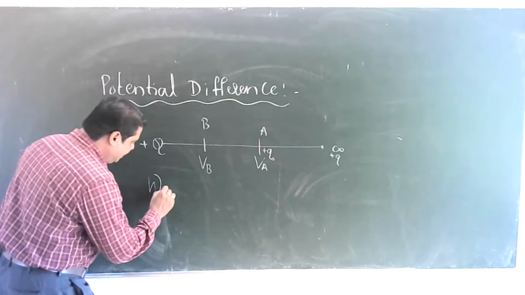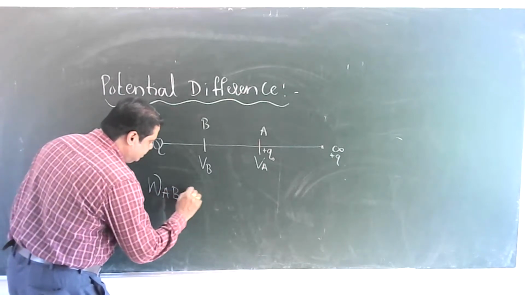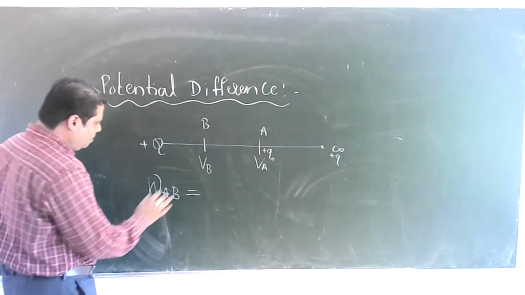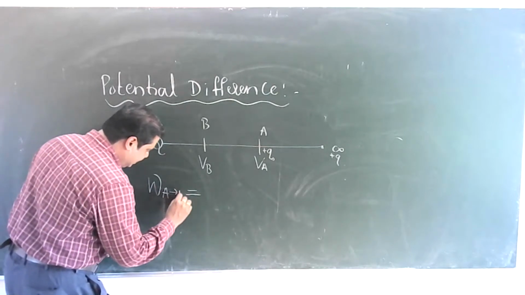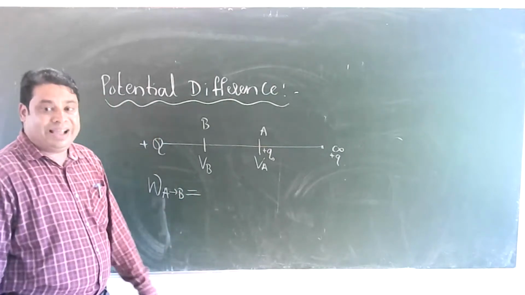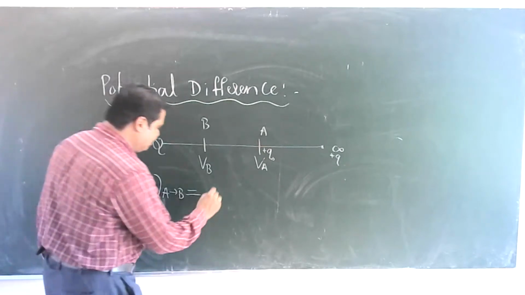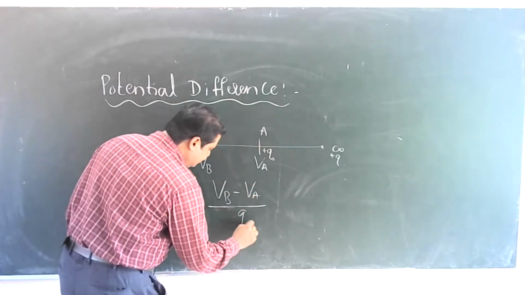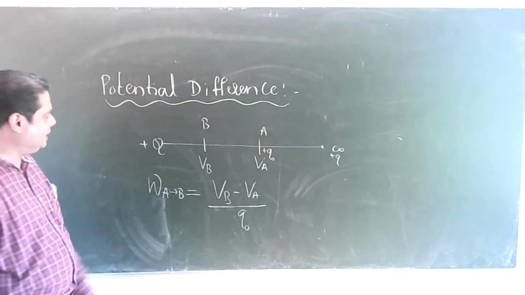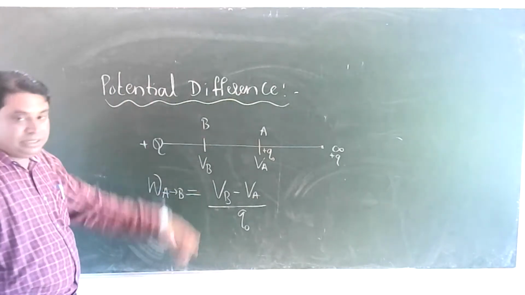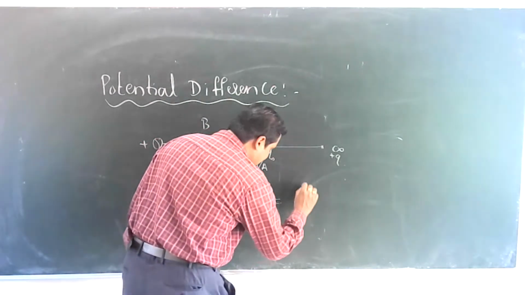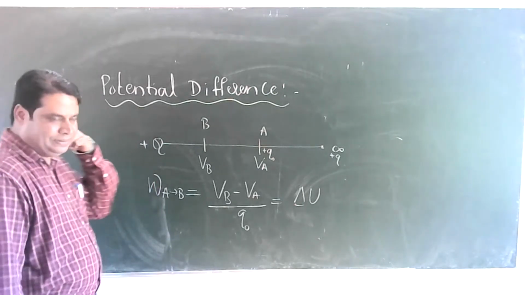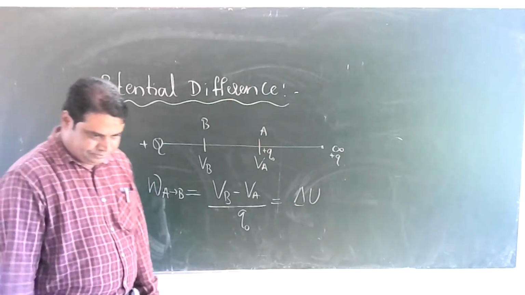Work done by you in bringing that unit charge from A to B, W_AB, against the electric field, of course, is equal to VB minus VA. This is nothing but your electric potential difference. You may write it as delta U. Okay, this is all about electric potential difference.